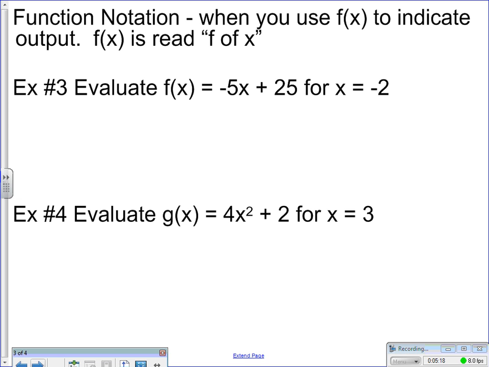Now, in examples 3 and 4, we're going to talk about function notation. Function notation uses this x with a parenthesis around it with an f in front.